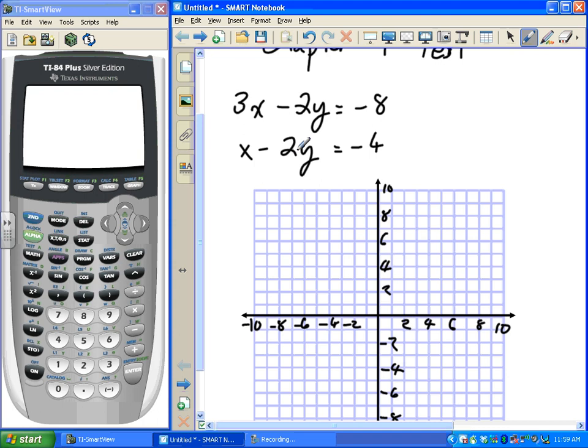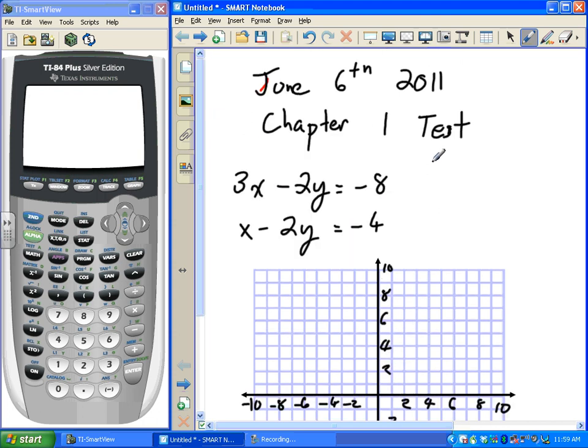Now we need to graph these two linear equations and figure out their point of intersection by graphing them. In order to graph them, you need to put them into y equals mx plus b form. In other words, it needs to look like y equals mx plus b, m being our slope, b being our y-intercept. Right now, both of these equations are not set equal to y.